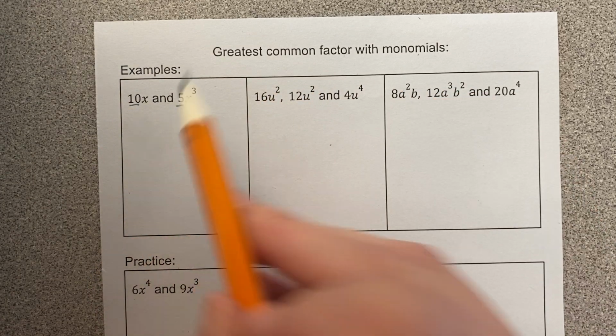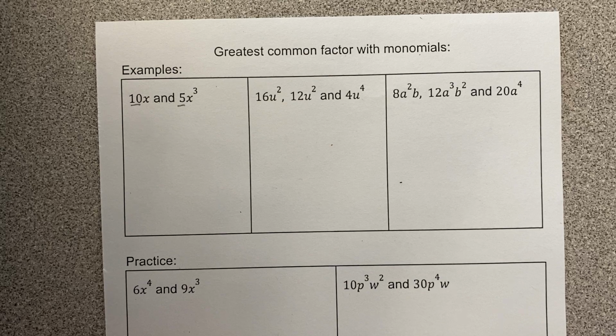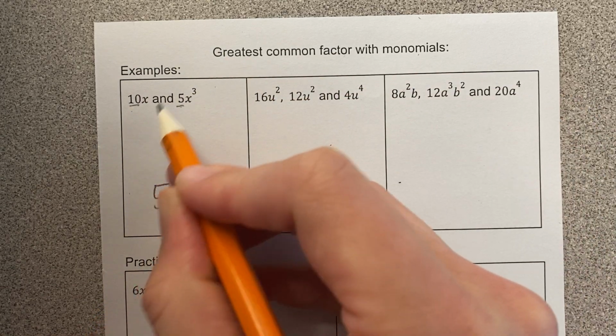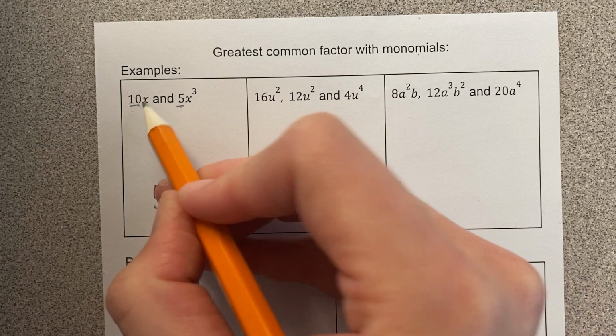And right away I think to myself, oh, the only factors of 5 are 1 and 5, right? And so does 5 multiply to 10? It sure does. So the greatest common factor of 5 and 10 is 5. Now let's talk about the variables.